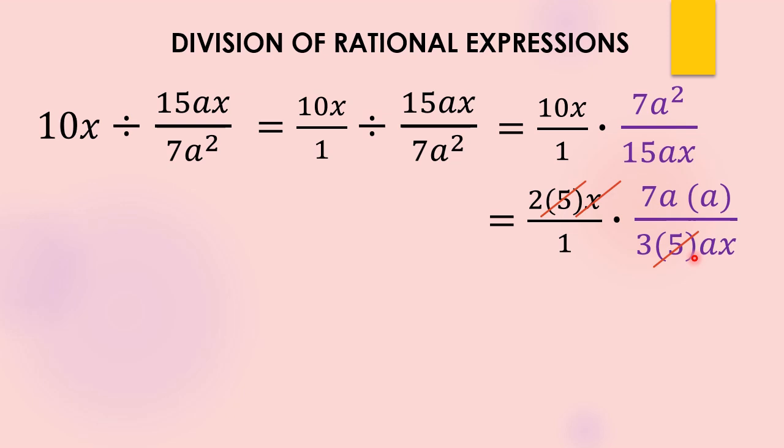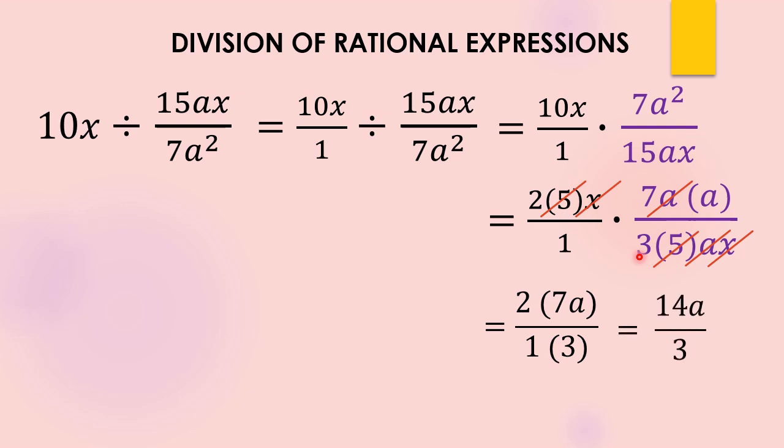5x, a. So what remains is 2, 7, and a, and then 1 and 3. So let us simplify. 2 times 7a will give us 14a, and then 1 times 3 is 3. So we have 14a over 3. So this is our final answer.